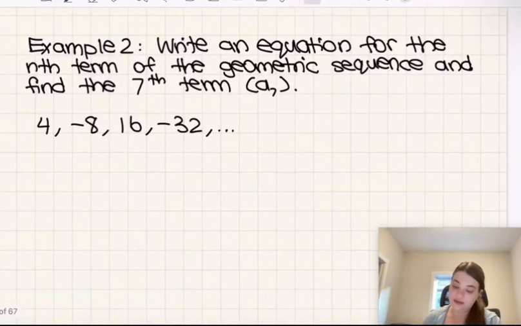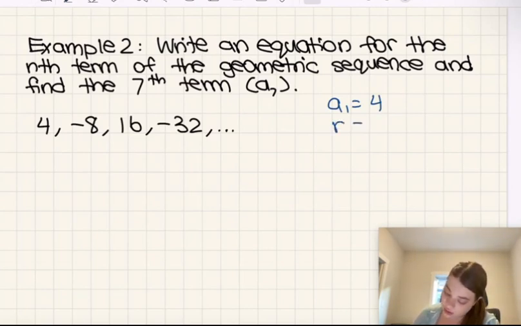Write an equation for the nth term of the geometric sequence and find the seventh term, a7. Okay, so to do this, first I need to identify the first term, which is a1, and that's just going to be 4. And then I also need to identify the common ratio. And to do that, I just need to take any term and divide it by the previous term. I usually do this with the first two terms just because it's the easiest. So I'll do negative 8 divided by 4.